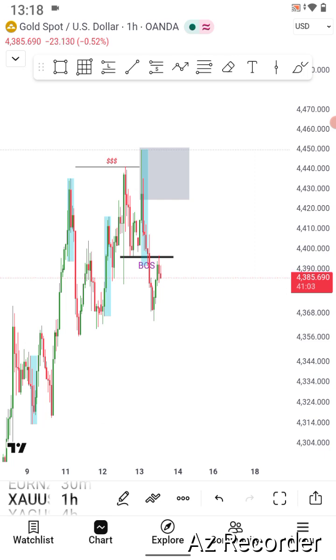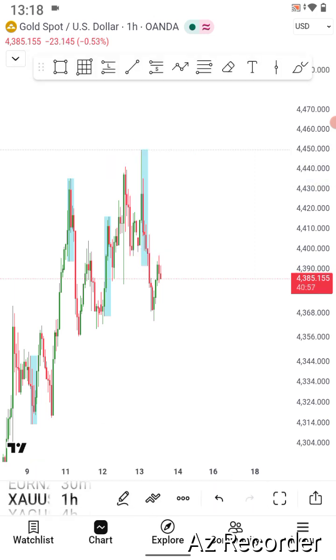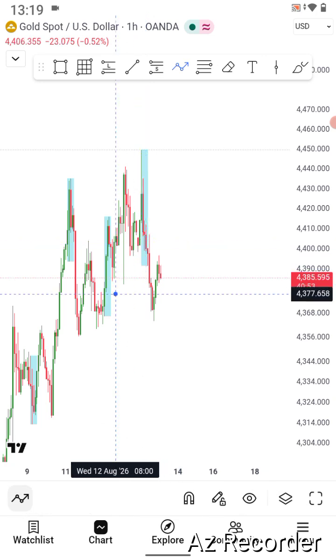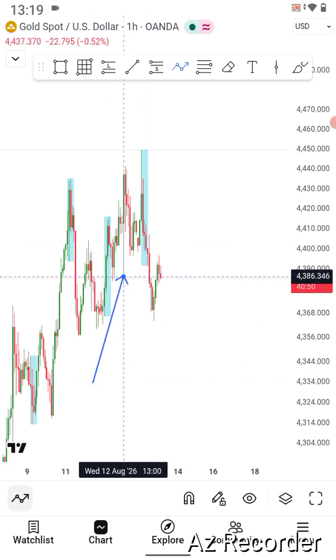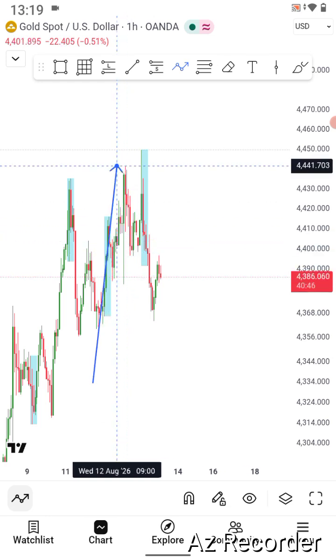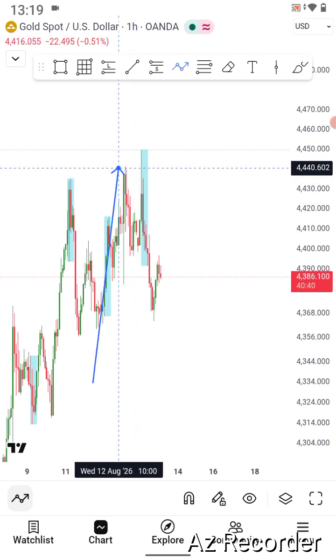So what are we always looking for? Let me clear the chart. So first of all, what do I want to see for me to see a trade as a potential trade? I want to see market sweep an old high. So I can see that market swept an old high.